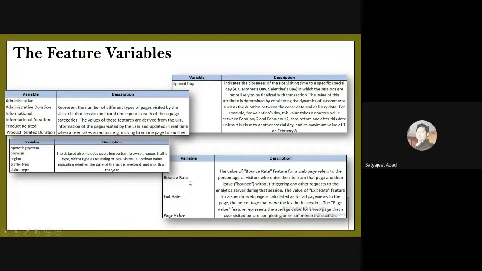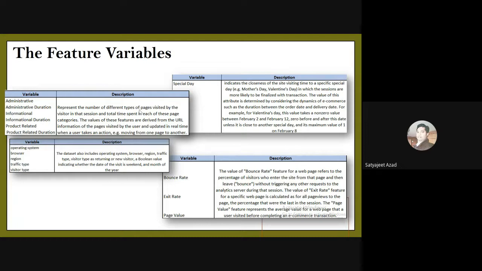For example, bounce rate, exit rate, page view, page value. People working in digital marketing can easily understand what bounce rate and exit rate are. There is also something called special day in this data set. This could be Valentine's Day or Mother's Day, when people log in and purchase something, so that is an important variable here. Also what kind of operating system they are using to make a purchase. These are all features that are very important to categorize whether a person will turn into revenue or not, whether he will purchase or not.